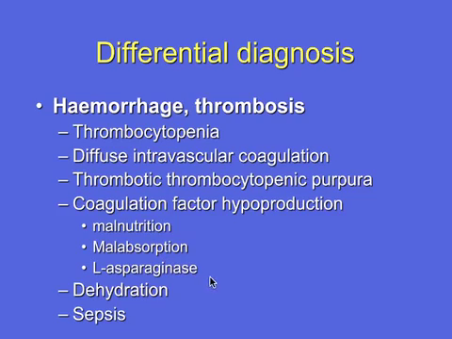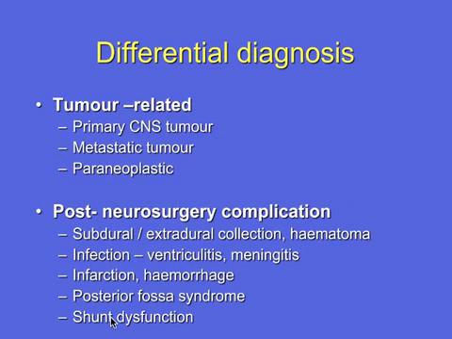And indeed, as we've moved over in the UK from Erwinia asparaginase to E. coli asparaginase and to pegylated asparaginase, we found that this incidence has increased dramatically. Dehydration is a predisposing factor for thrombosis, as is sepsis. The tumour itself may be a cause of the neurological problem, and that's usually patients who have primary brain tumours, but of course you can have metastases and you can have paraneoplastic conditions as well.